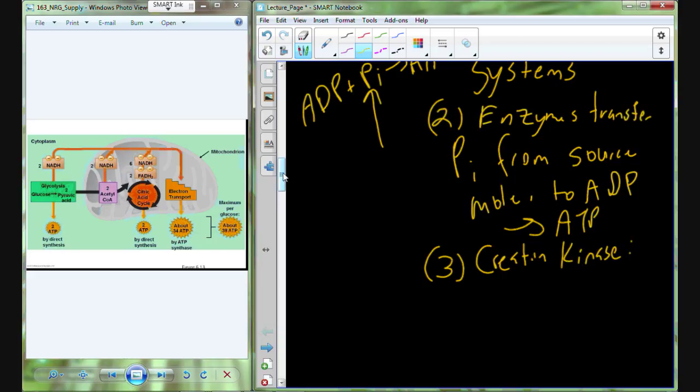Now, what do we know about this molecule? Hey, we know nothing about this molecule. That's great. Now, what do we know? You guys know some stuff already about this molecule. Creatine kinase. What kind of molecule is it? Enzyme. What does this particular enzyme do?